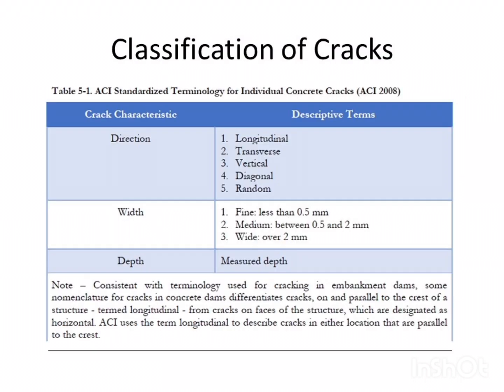Classification of cracks. So, cracks can be classified based on direction, that is longitudinal, transverse, vertical, diagonal, random; width: narrow, 0.5 mm and less, medium, 0.5 to 2 mm, wide, over 2 mm; and depth, measured depth. Consistent with the terminology used for cracking in embankments, some nomenclature for cracks in concrete dams differentiates cracks parallel and perpendicular to the crest of the dam.